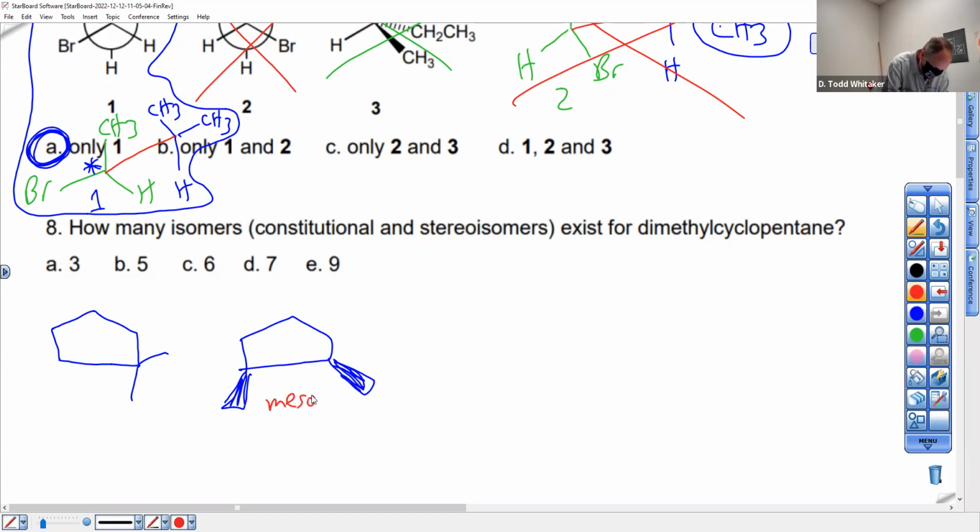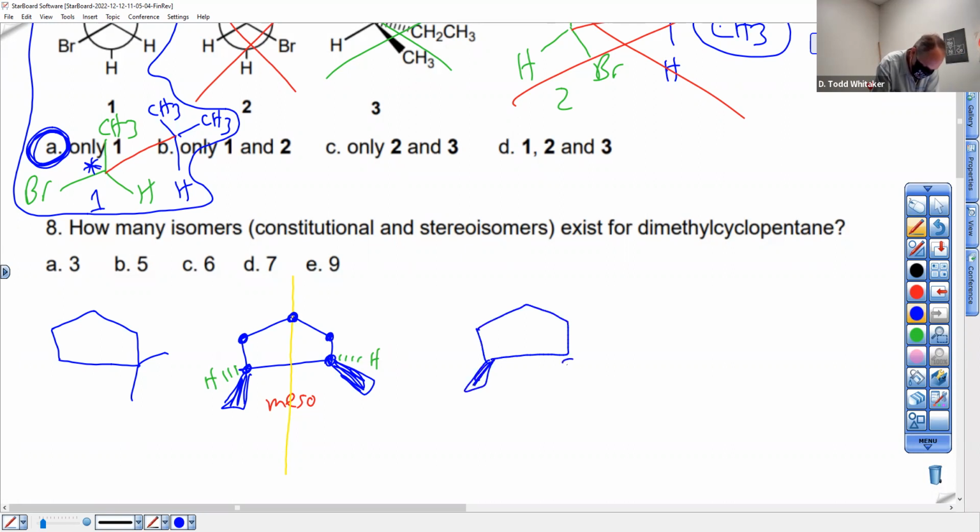You want to see its mesoplane? Here it is. Mesoplane right through this carbon in the middle of those 2. Yeah. These H's see each other across the plane. The methyls see each other across the plane. These carbons see each other across the plane. So do these carbons see each other across the plane. And this carbon got cut in half in the middle of the plane. No enantiomer. But this one has an enantiomer.